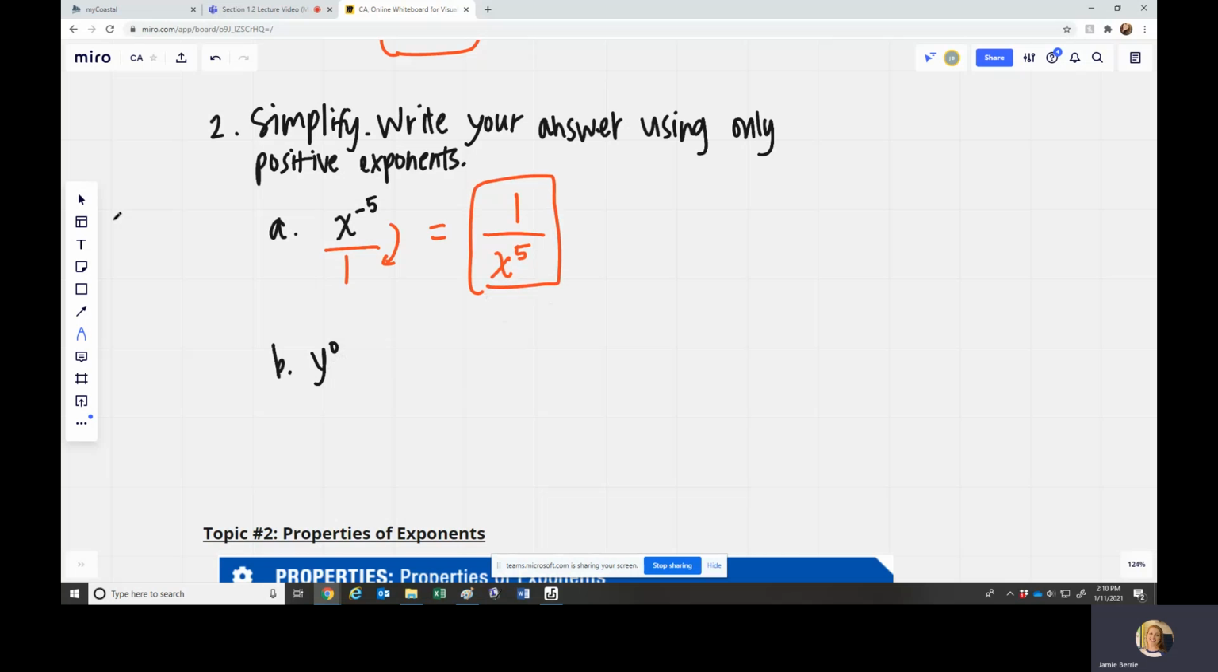And we know that as long as y is not 0, anything to the 0th power is 1. I really should have specified here that y is not equal to 0, but I forgot. All right, so that's our first topic.